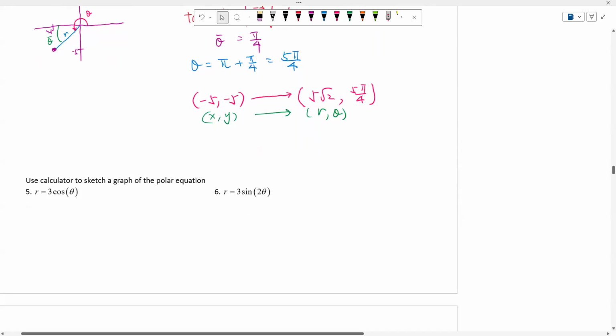Then now I would like to show how we actually use a calculator to help us to sketch the polar equations, okay.